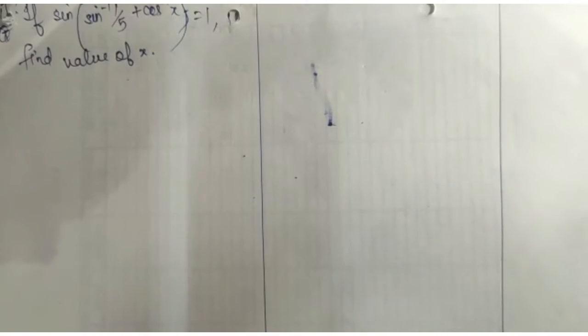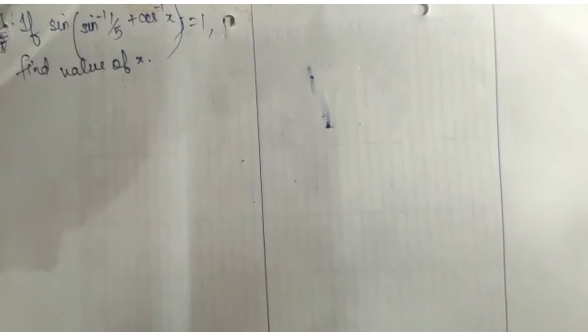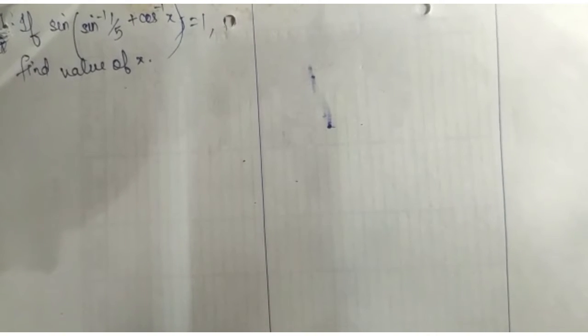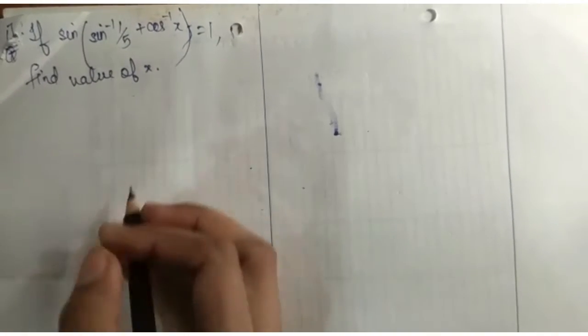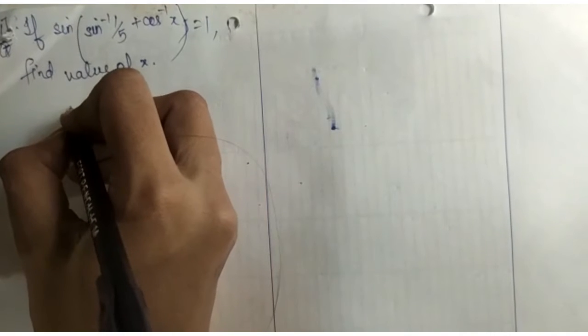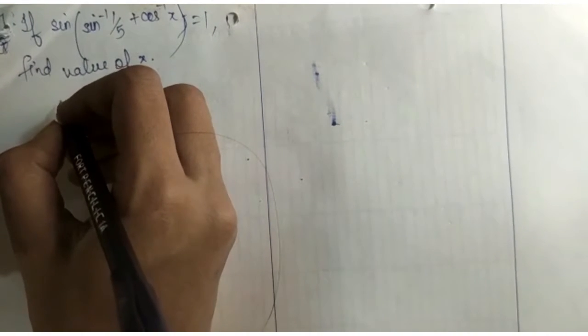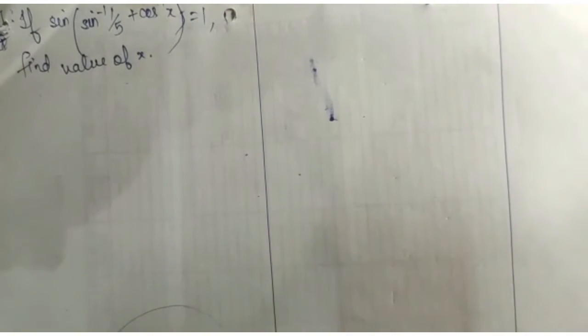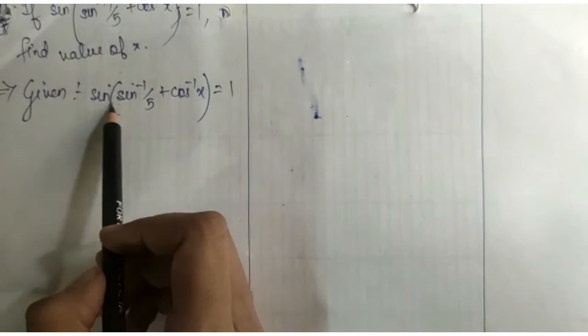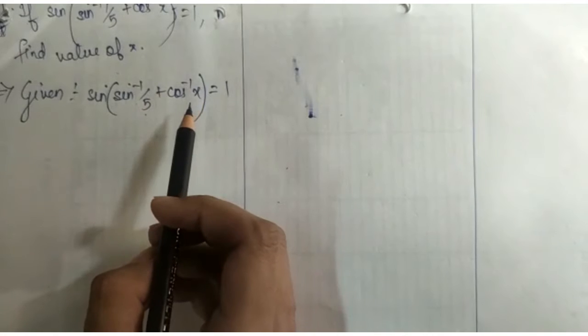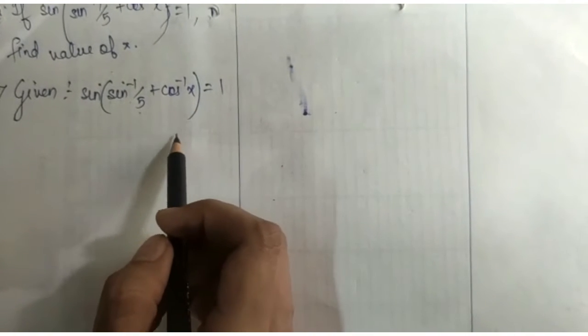So let's start. Our first sum is: if sine of sine inverse 1 by 5 plus cos inverse of x is equal to 1, then find the value of x. First of all, always write what is given to you in the question. So first I have written the given: sine of sine inverse 1 by 5 plus cos inverse of x is equal to 1.